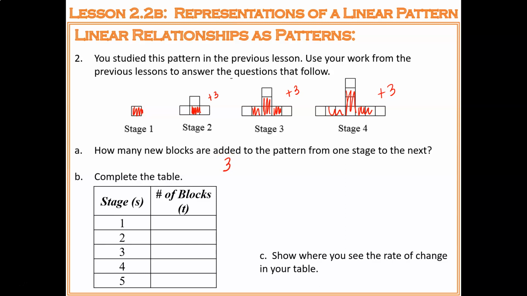So let's look at the table. At stage 1, you had 1. And at stage 2, you have 1, 2, 3, 4 blocks. At stage 3, you have 1, 2, 3, 4, 5, 6, 7 blocks. At 4, you have 10. And at 5, if you added 3 more in a stage 5, you would have 13. So here, you're adding 3 every single time to your y. Remember, x, y. And here, we are adding 1, going up by 1. Stages are going up by 1.